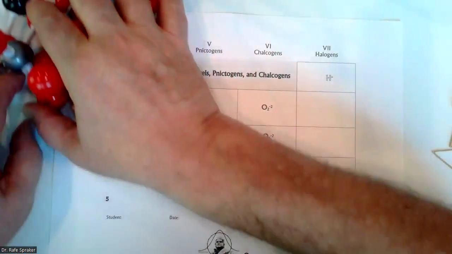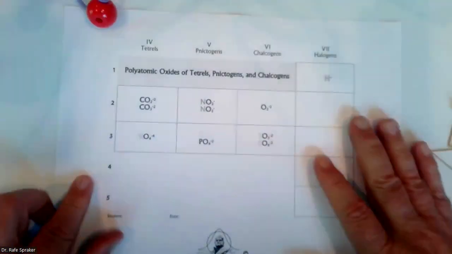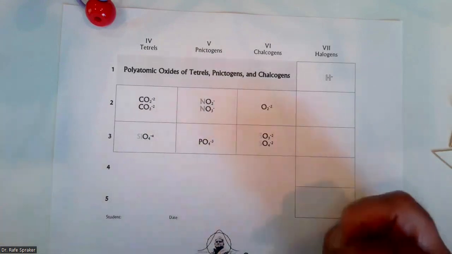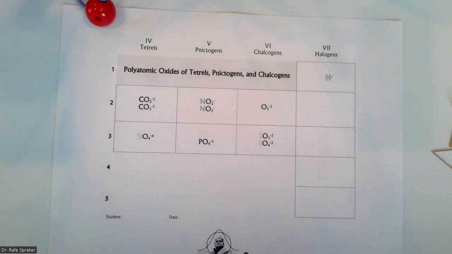All right, last is chalcogens. Okay, so the first is actually oxygen itself. And what's going on with that is it's called a peroxide.